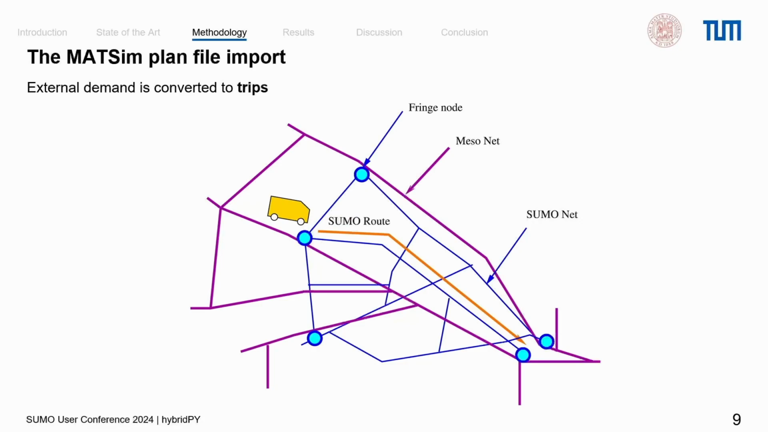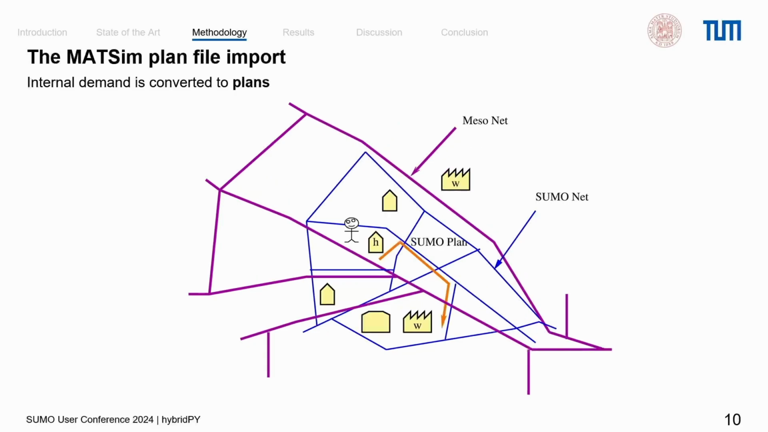Okay, so this is the way the external traffic is handled, and for the internal traffic, so these are mesoscopic trips that are within the microscopic area.